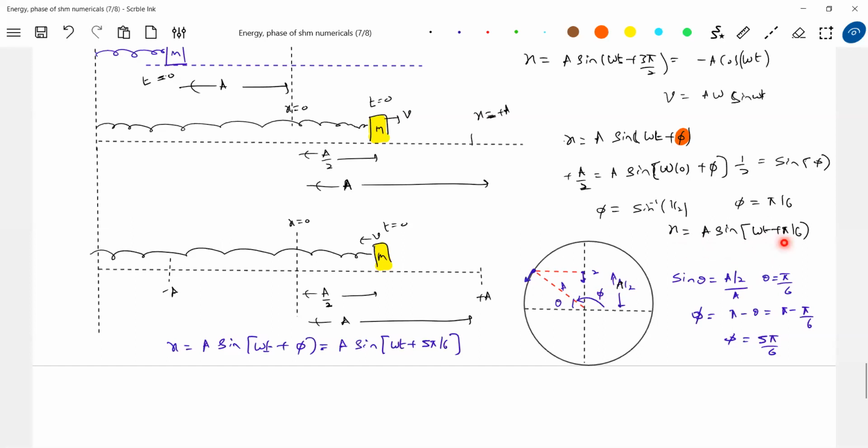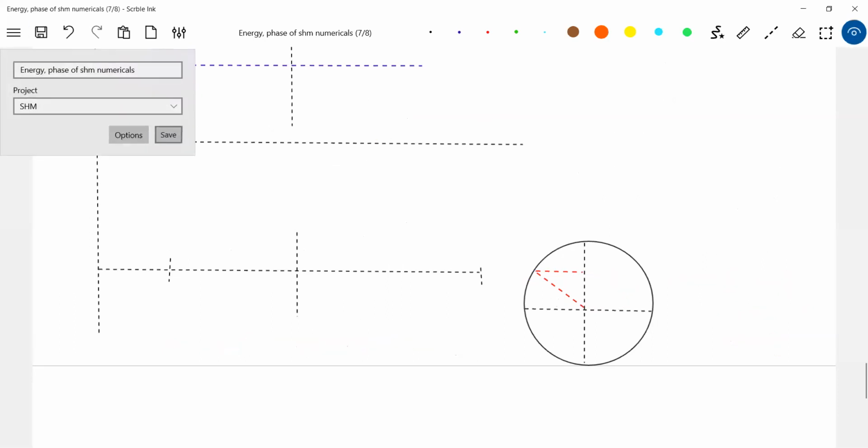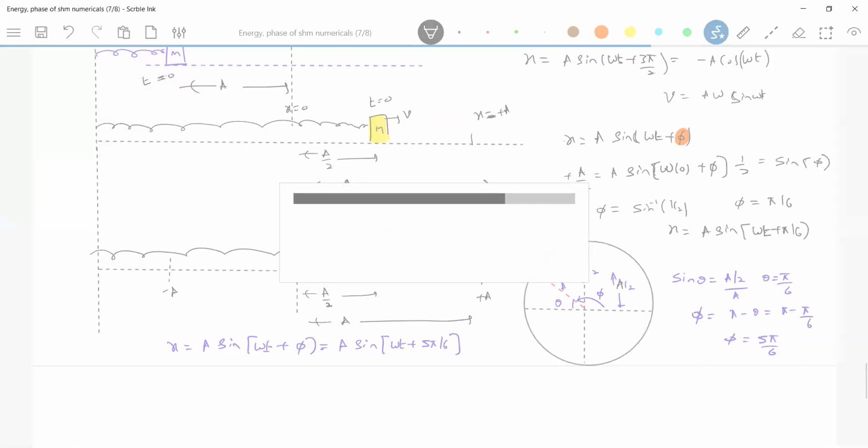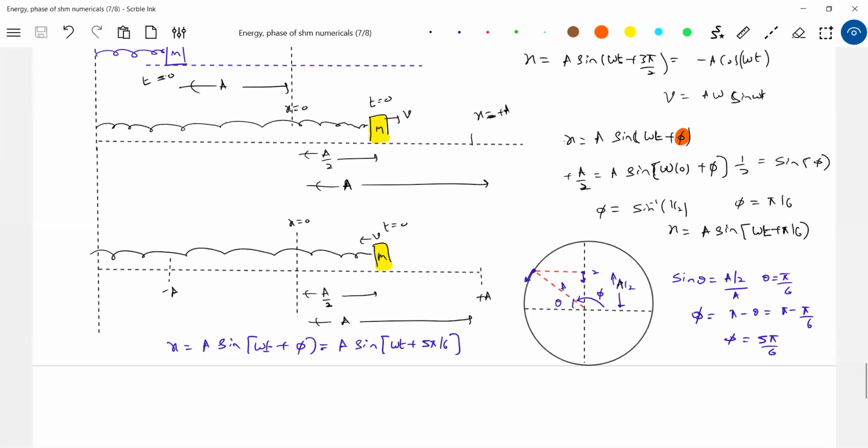So if I write some equations, x equal to a sine omega t, what does it mean? The particle will start its oscillations from t equals 0. If I write x equal to a sine omega t plus pi by 6, what does it mean? The particle will start its oscillation from where? At x equal to a sine omega t plus pi by 6. If I write a sine omega t plus 5 pi by 6, it will start oscillation from plus a by 2 with velocity towards the mean position. Is there any difference between these two?